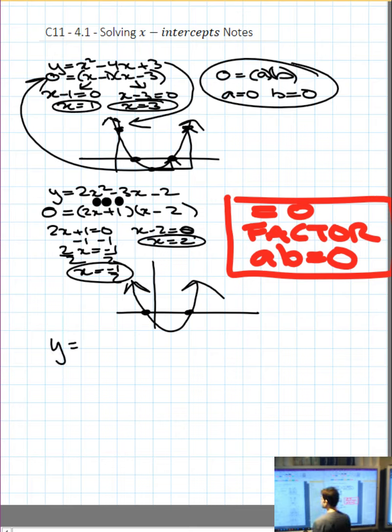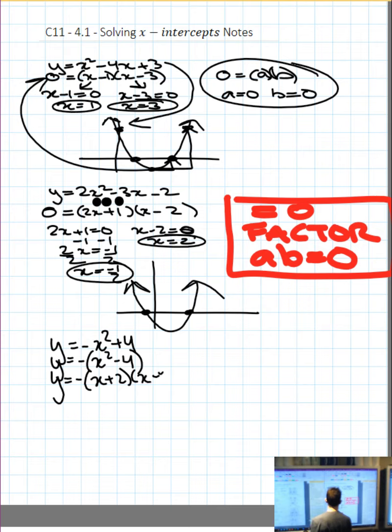y equals negative x squared plus 4. So, I'm going to factor out the negative first. y equals negative open bracket x squared minus 4. Then factoring it, y equals negative open bracket, difference of squares, x plus 2, x minus 2. Go back to grade 10. So, set your factors equal to 0 separately and solve.